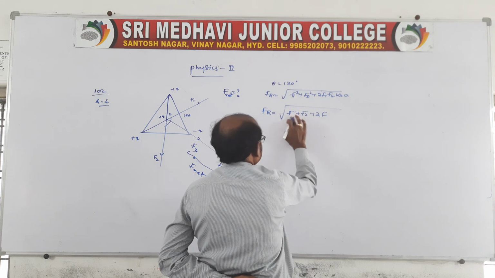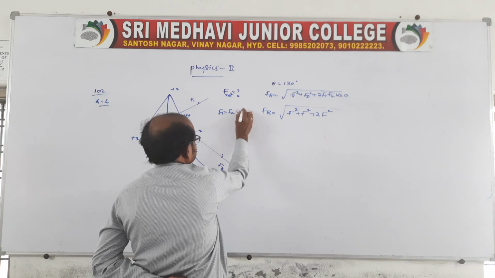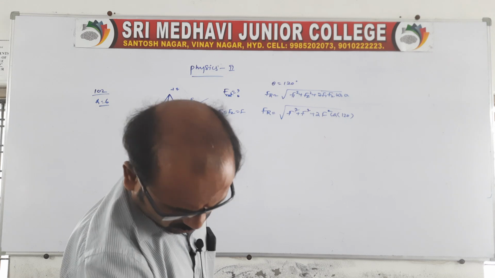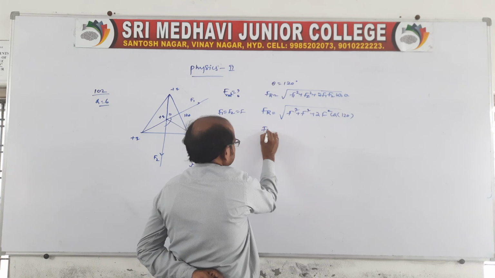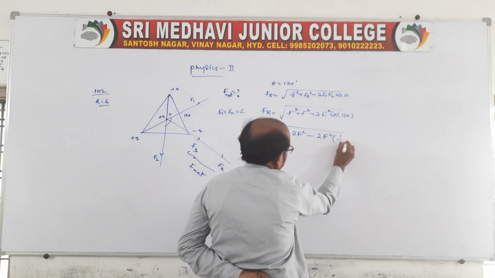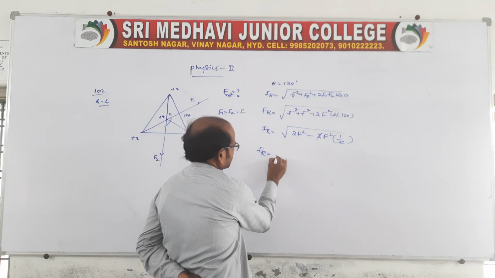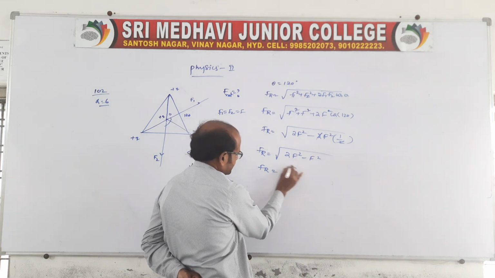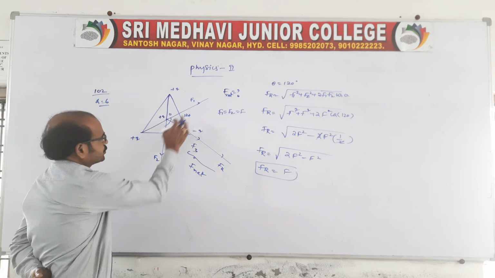Here F1 and F2 are equal, both forces are equal and represented as F. Of course we know cos 120 value is minus 1 by 2. Then resultant Fr is equal to root over 2F square minus 2F square into 1 by 2, because cos 120 is minus 1 by 2. The resultant force Fr is equal to root over 2F square minus F square, so Fr is equal to F. This is the resultant due to F1 and F2.